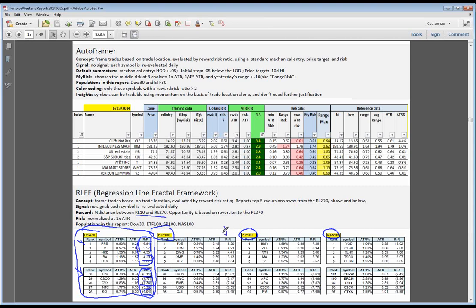We're defining the opportunity, or this reward to risk ratio, based on the reversion back to the long-term price, the RL270, and we're basing it on 1 times ATR of risk so that we can normalize the trade frame. I look at this as another way to think about auto framing. It doesn't have the mechanical entries, but you can compute those pretty easily. And I just think it gives us another nice way to look at both elements of the trade from the extremes.